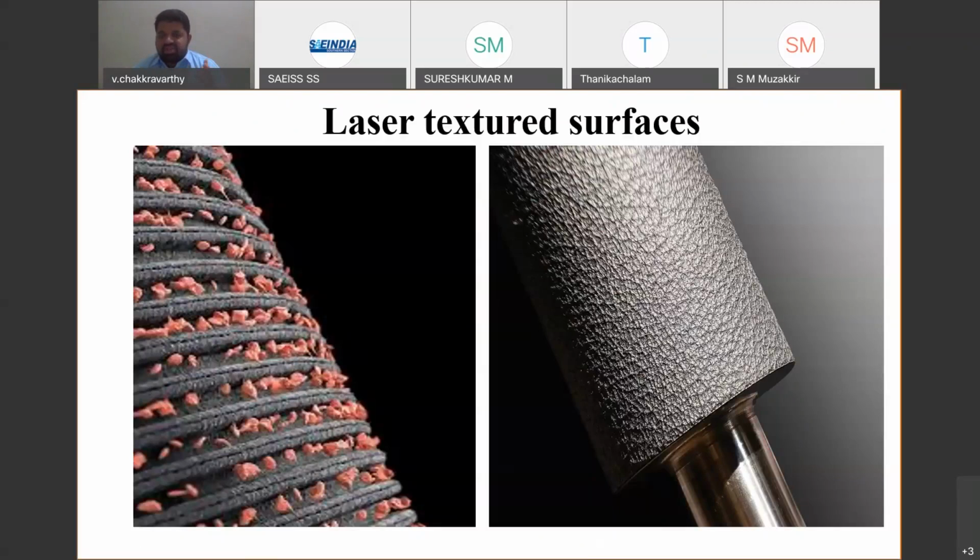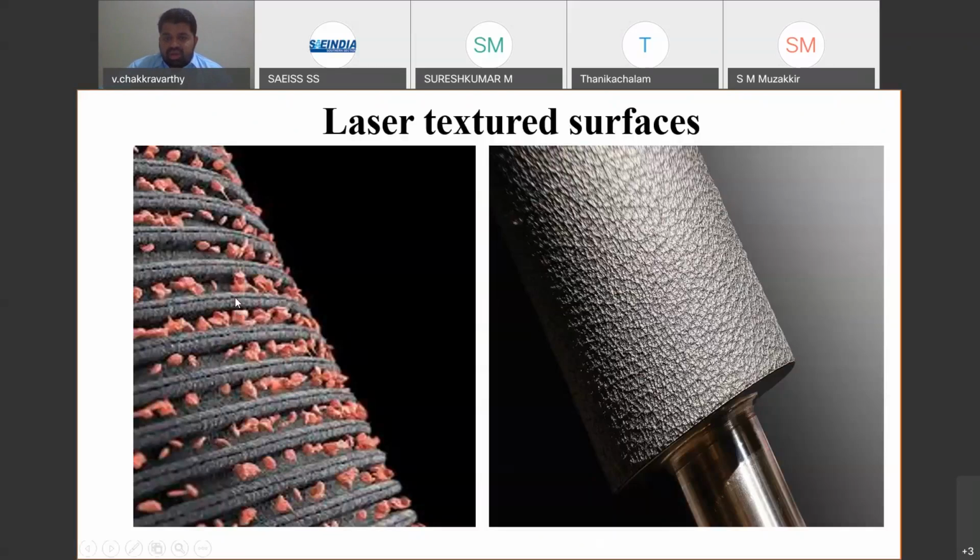And what type of surfaces are there? Either a very rough surface, or else some features given over the surfaces. That is very important. Generally, a slightly rough surface will promote better cell adhesion. Bone cells will get adhered more quickly, which was shown in the first diagram.